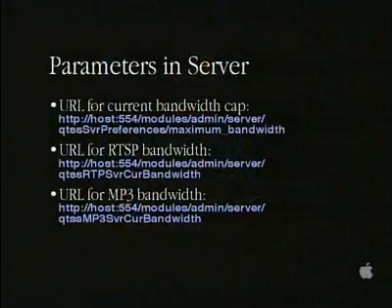So the URLs that it's getting in order to populate its data, the top one is the URL for the current bandwidth cap. And again, you can see that it starts with /module/admin/server. And in this case, since it's a preference, it's actually in a subfolder of that called QTSS Server Preferences. And so you can get a general feel for what kinds of URLs and what kinds of information you can get from the server. And then, of course, we have two different URLs for the RTSP bandwidth and the MP3 bandwidth. And then we total those two together to find out what the total bandwidth is going through that server.